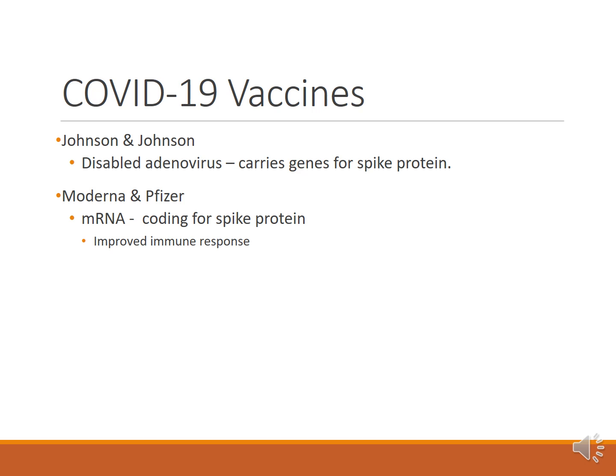If we look at the COVID-19 vaccines, the J&J vaccine uses a disabled adenovirus. So this is a virus that has had all its disease-causing properties eliminated, and it carries the genes for the spike protein specific to COVID-19. The Moderna and Pfizer vaccinations are mRNA vaccines, and the mRNA codes for this spike protein.